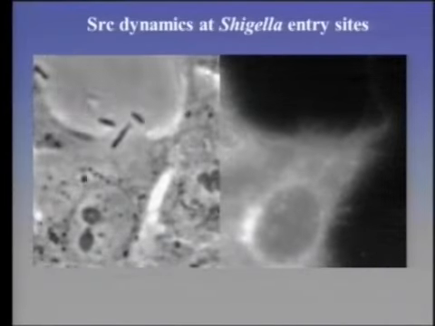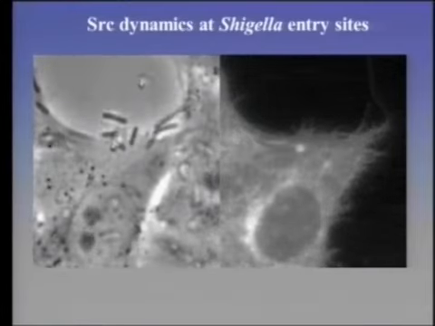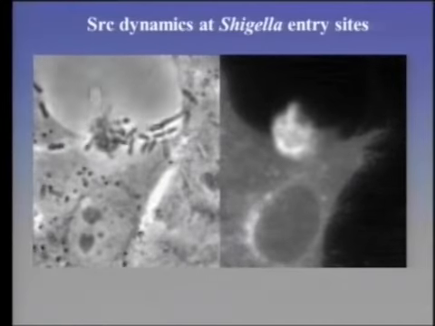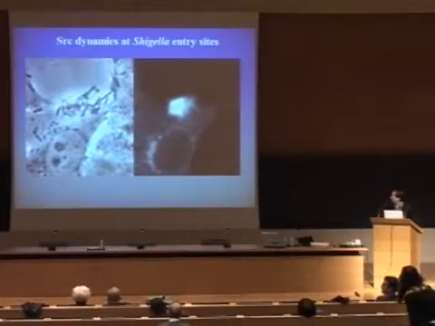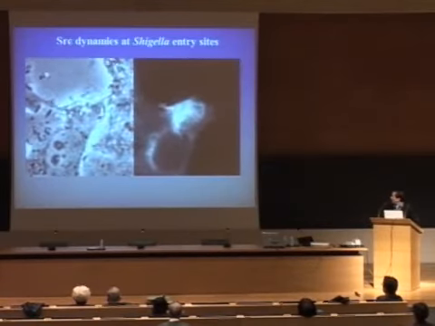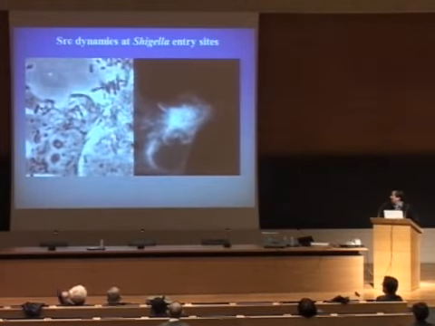So this movie here is a phase contrast, dual acquisition with SRC-GFP. And you can see that upon cell contact, the bacteria initiates the recruitment of the SRC tyrosine kinase, which leads to the engulfment not only of one bacterium, but of several bacteria at the initial site of interaction.